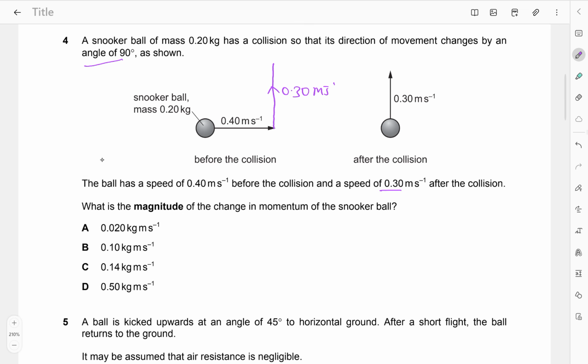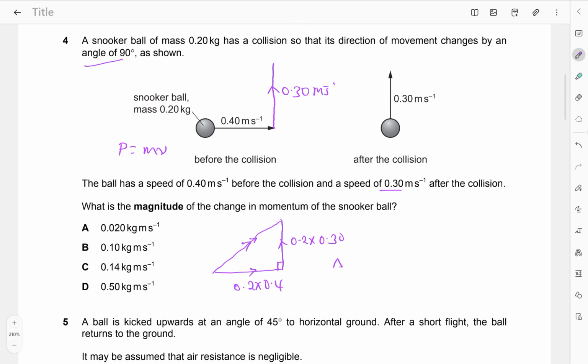So we are going to find momentum in the horizontal. Because remember, momentum is mass times velocity. So momentum in the horizontal will be the mass 0.2 times the velocity 0.4. Then momentum changes to the vertical, so it is 0.2 times the speed, which is 0.30. So if we join it as vectors, then the resultant is head to tail. These are at 90 degrees, so we just use Pythagoras theorem.